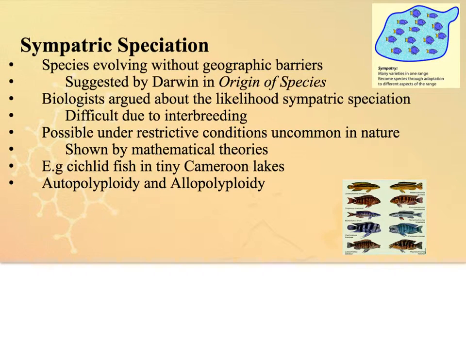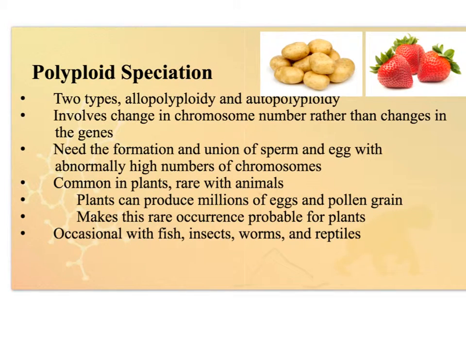Sympatric speciation has two different types, autopolyploidy and allopolyploidy, which we will talk about further into the slides. Polyploid speciation is a form of sympatric speciation. Polyploid speciation involves a change in chromosome number rather than changes in the genes. This speciation needs the formation and union of sperm and egg with an abnormally high number of chromosomes.